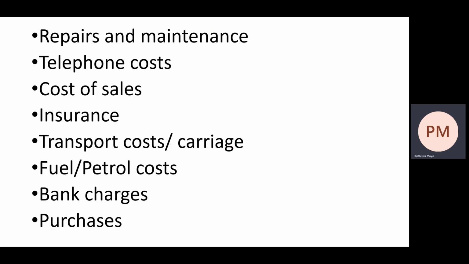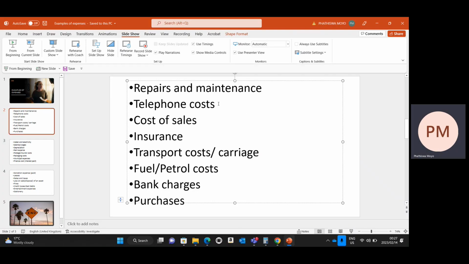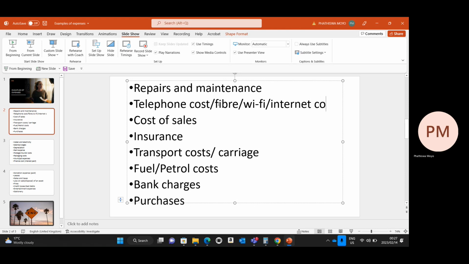It's your repairs and maintenance for the business. Always remember that: the repairs and maintenance for the business, telephone costs. We also need to add fiber costs, or Wi-Fi costs, or internet costs.